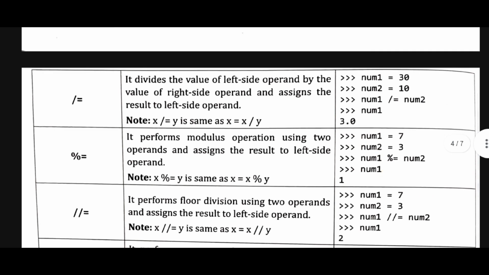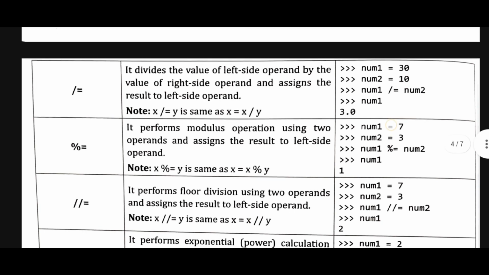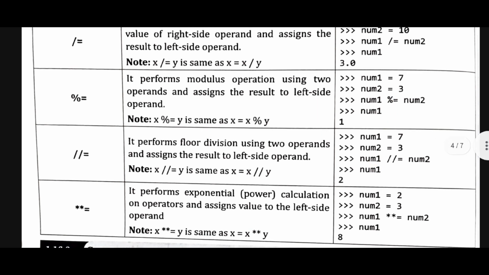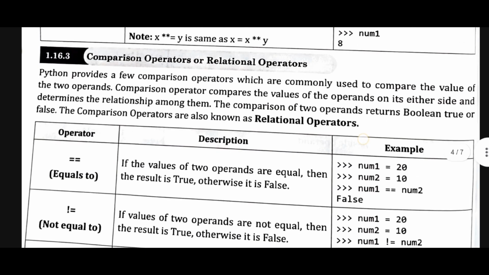Divide equal to, then number 1 is 30, number 2 is 10. Now number 1 will be holding the value of number 1 divided by number 2. Then by dividing 30 by 10, we get 3. So number 1 value is 3 here. Modulus equal to, so number 1 is equal to 7, number 2 is 3, and we are assigning number 1 modulus equal to number 2. We are dividing 7 by 3 and storing the remainder value in number 1. So it is 1, and so on.